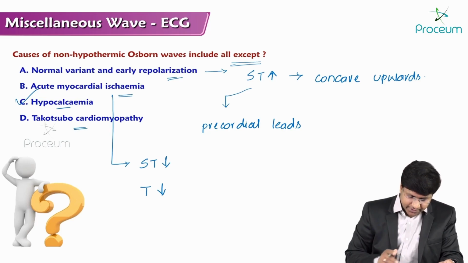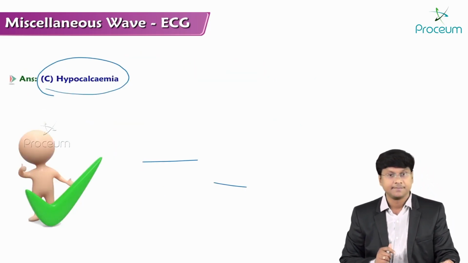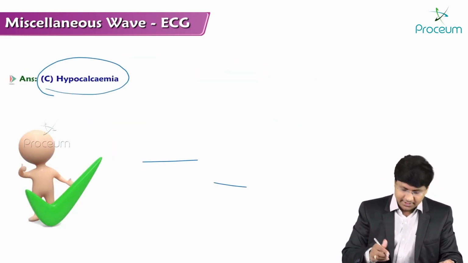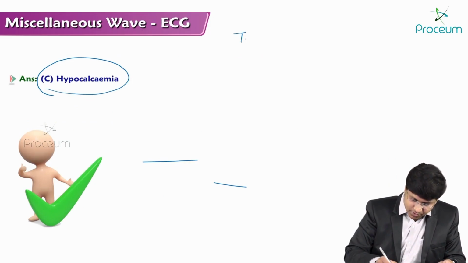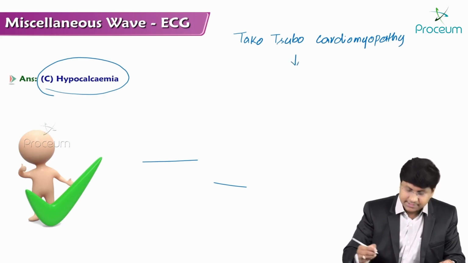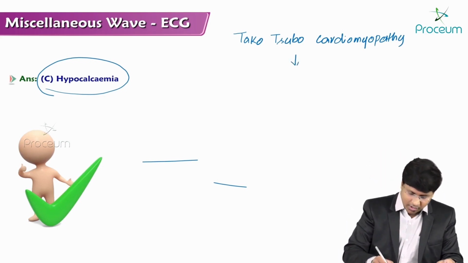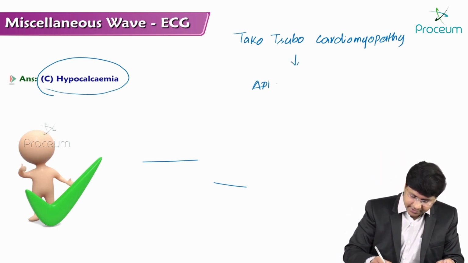Now coming to Takotsubo cardiomyopathy. Please remember, this is also called stress cardiomyopathy, or another name for it is apical ballooning syndrome.